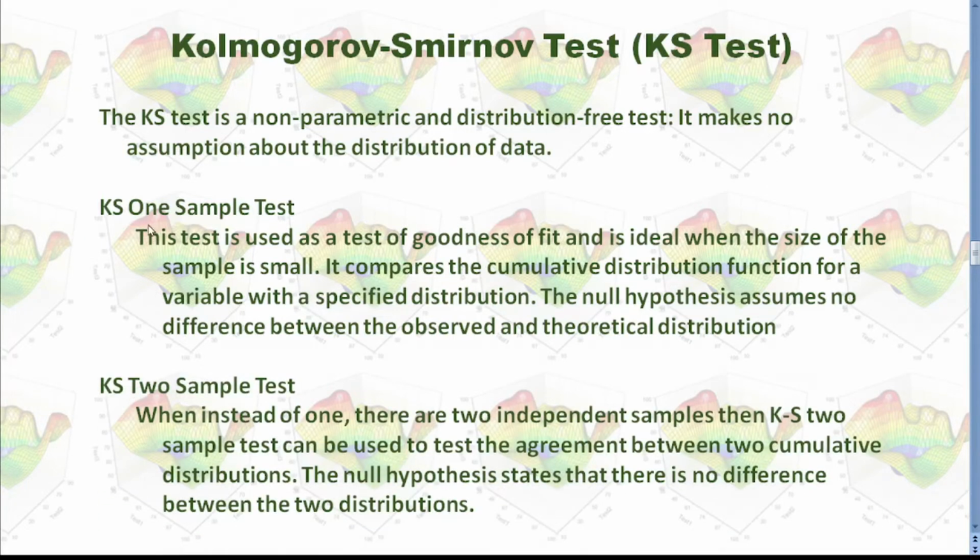And also, we have KS 2 Sample Test. That means we have two sample sets, and then we want to verify if the two sample sets follow the same distribution. In this case, the distribution doesn't have to be a known distribution. It doesn't have to be a normal distribution or other known distribution. It can be any distribution.